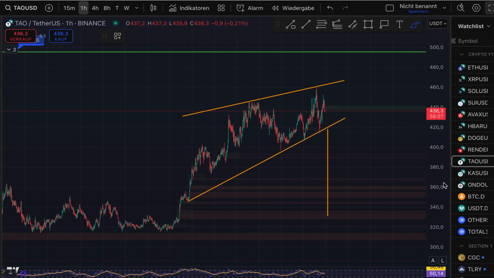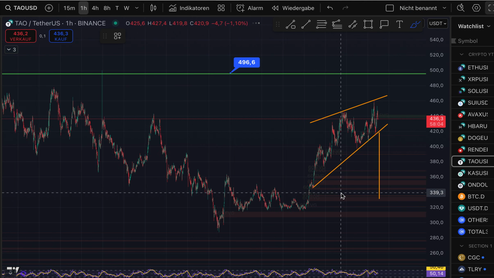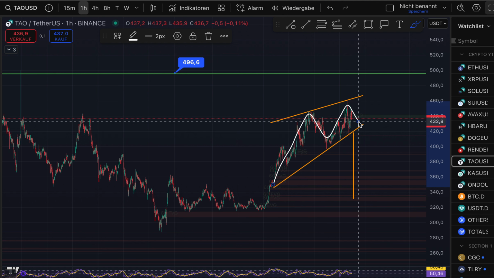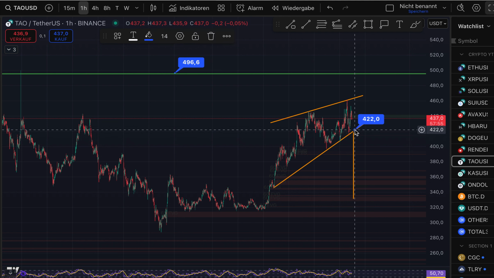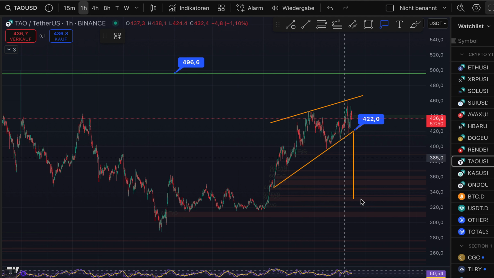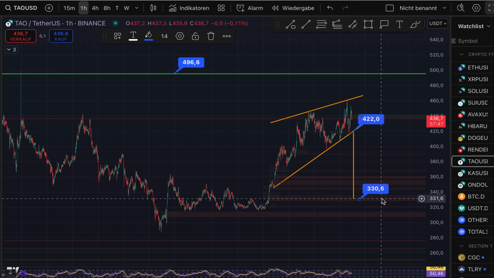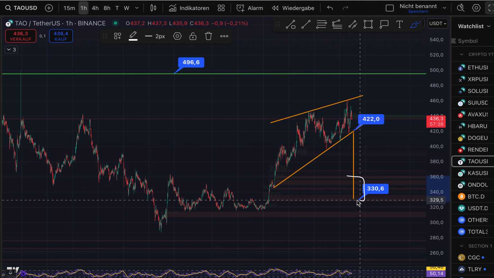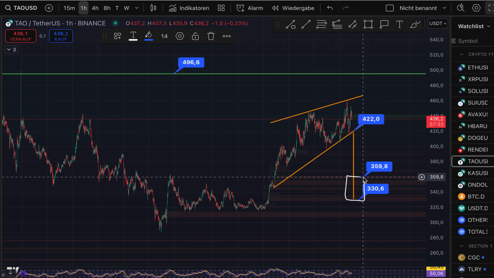So what about TAO? TAO also developed a bearish chart pattern. The bearish chart pattern is this here in orange, the rising wedge. So if the rising wedge breaks to the downside, $422 US, then the target of that rising wedge is going to be $330 US. But also keep in mind, we have fair value gaps at $362 US to $330 US. I will also put here the price mark, so you always see the numbers. Everything between $360 US to $330 US is going to get very interesting.